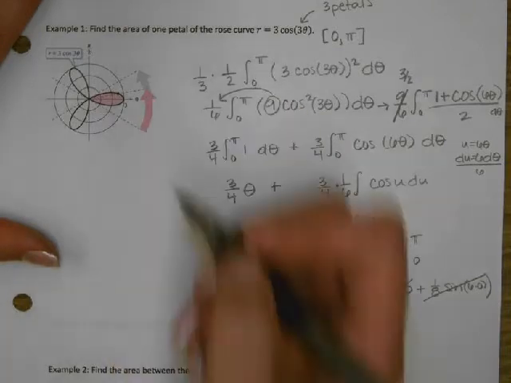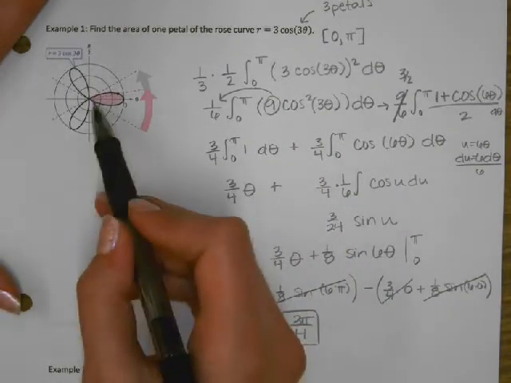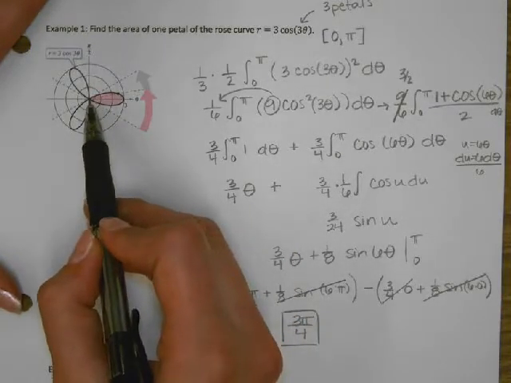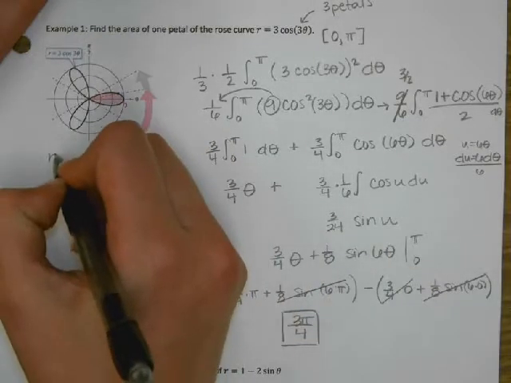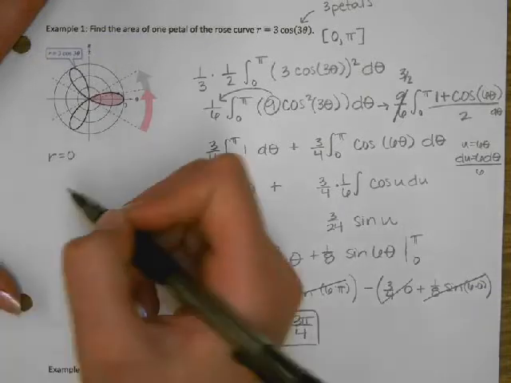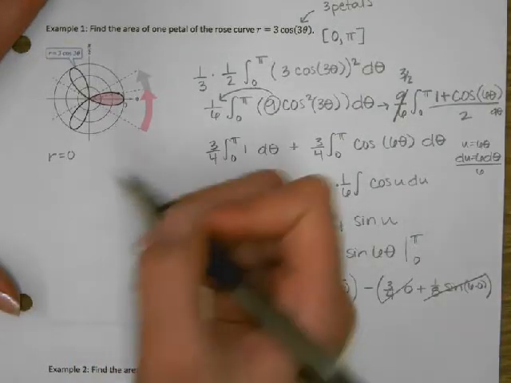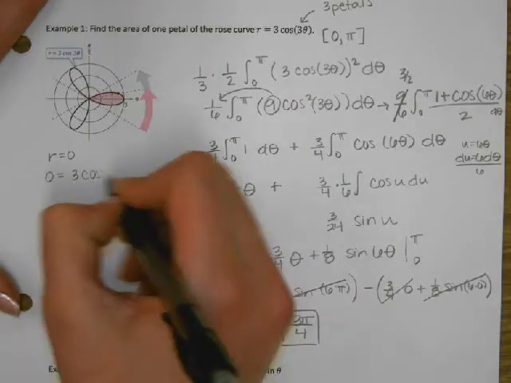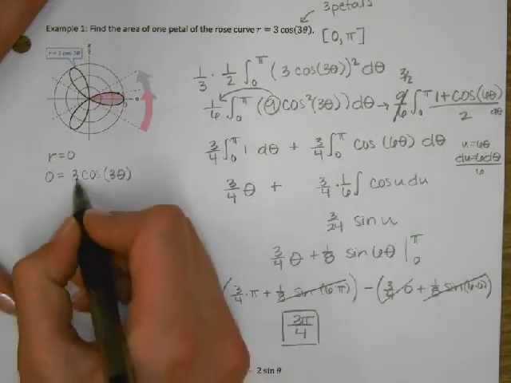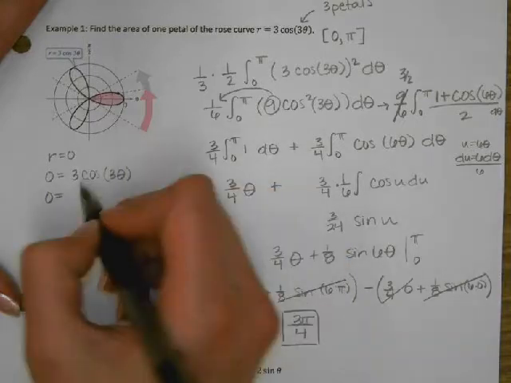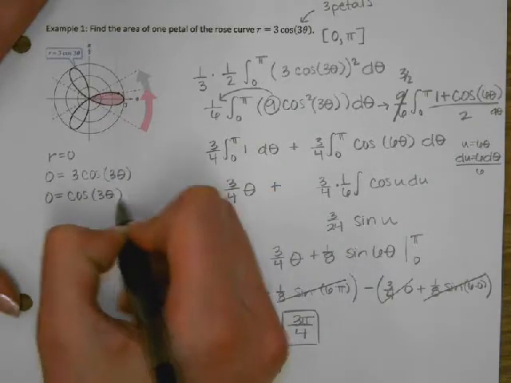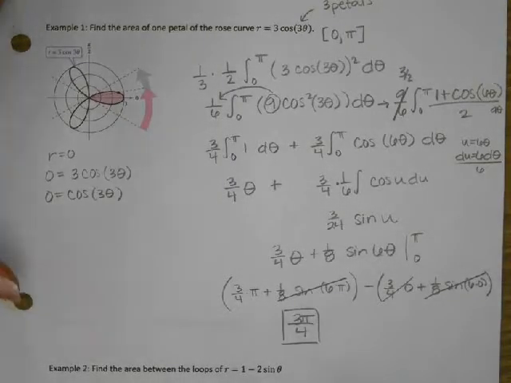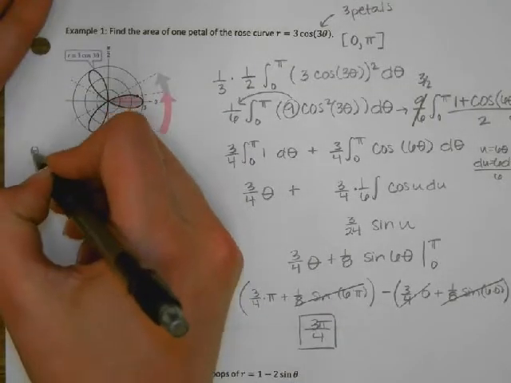So what I'm going to do is figure out where each petal starts and ends. And I know that the petals are coming together at the pole where r equals 0. So I'm going to set r equal to 0 to see if I can figure out what radian measure starts and ends each of the petals. So I've got 0 equals 3 cos 3 theta. And then I'll divide by 3. So 0 divided by 3 is still 0.